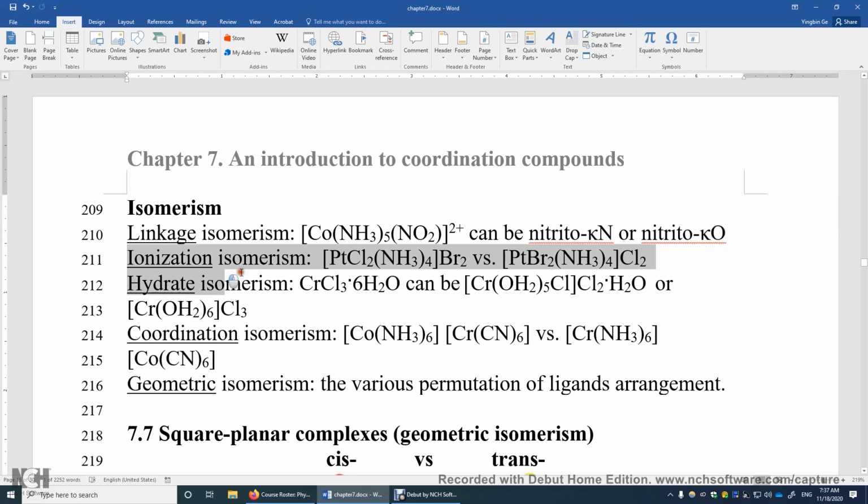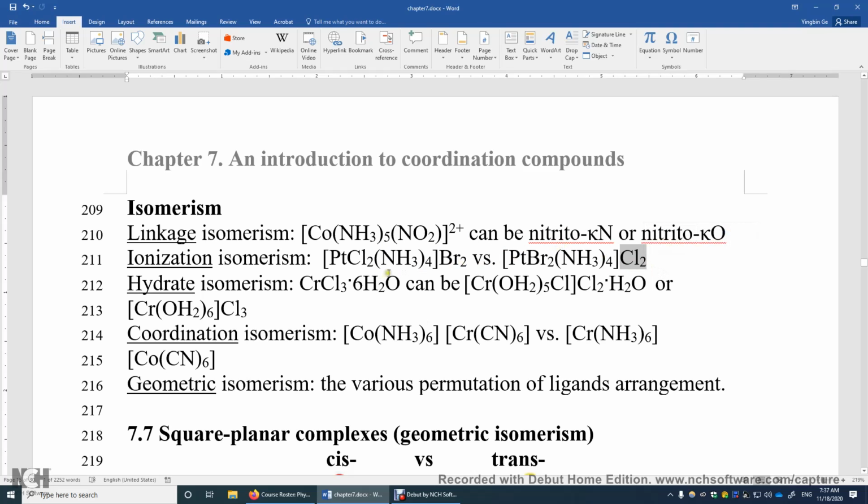Second, ionization isomerism. You have to look at the counter ions. For example, over here, you have two bromine minus ions, two bromides that balance the overall charges. But over here, you have two chlorides that balance the overall charges. So what's going on here?